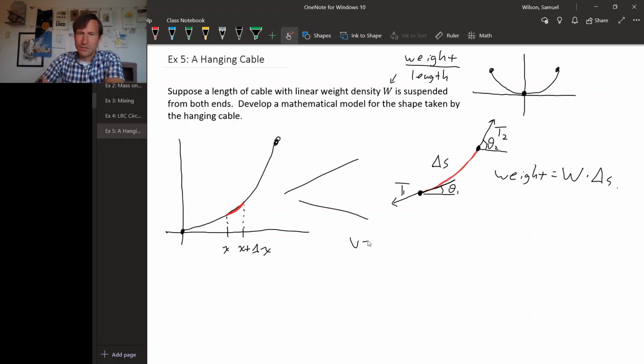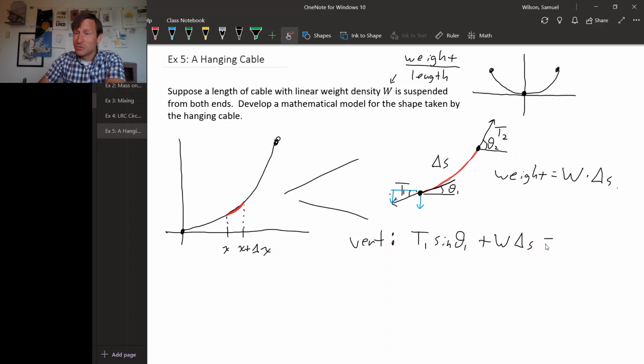So first let's write the vertical forces. So let's see, what forces are pulling down? Well, part of this first tension is pulling down, and we need to do a little trigonometry to figure out what part that is. I guess maybe it's easier to draw it like this. Okay, so the part of this tension that's pulling down, since this is sort of opposite the angle here, we're going to need a sine. So the part of that tension pulling down is T1 times sine of theta 1. And then also the weight is pulling down, so plus W times delta S.